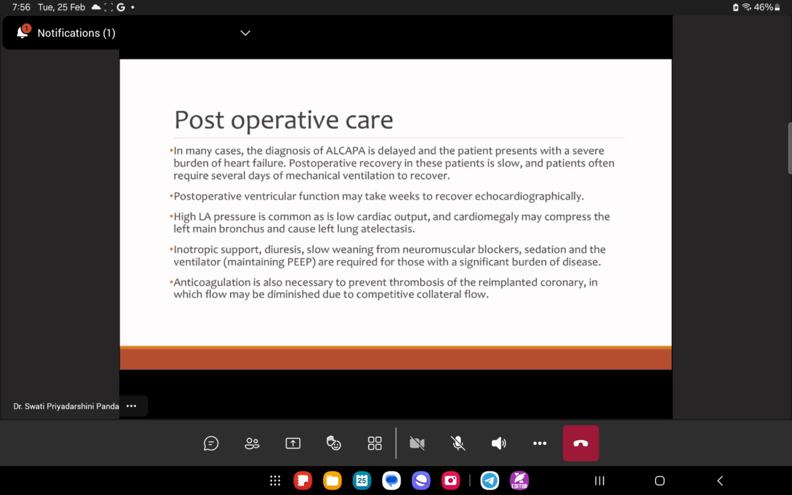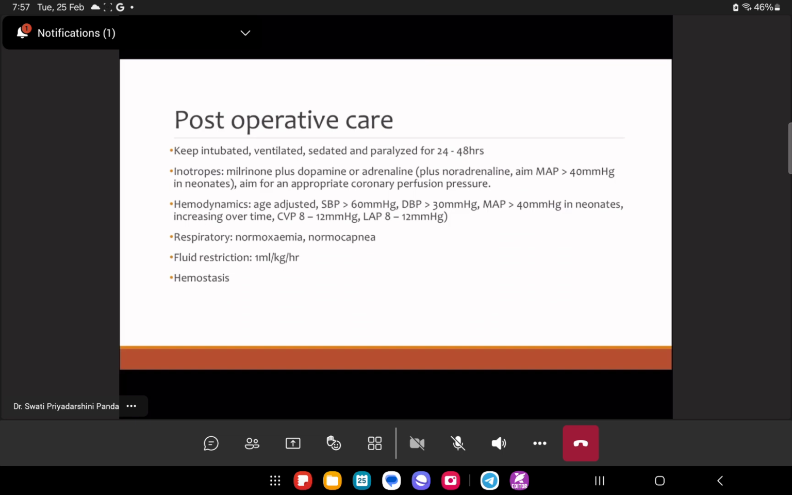Inotropic support, diuretics, slow weaning from neuromuscular blockers, sedation, and the ventilator maintaining PIP are required for those with a significant burden of disease. Anticoagulation is also necessary to prevent thrombosis of the reimplanted coronary, in which flow may be diminished due to the competitive collateral flow. The patient is to be intubated, ventilated, sedated, and paralyzed for at least 24 to 48 hours.